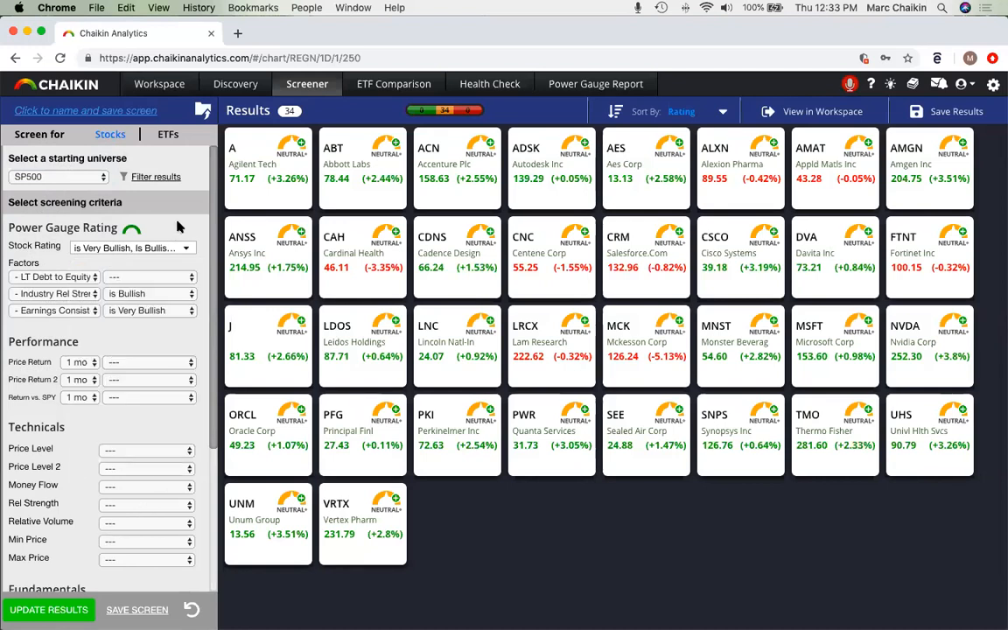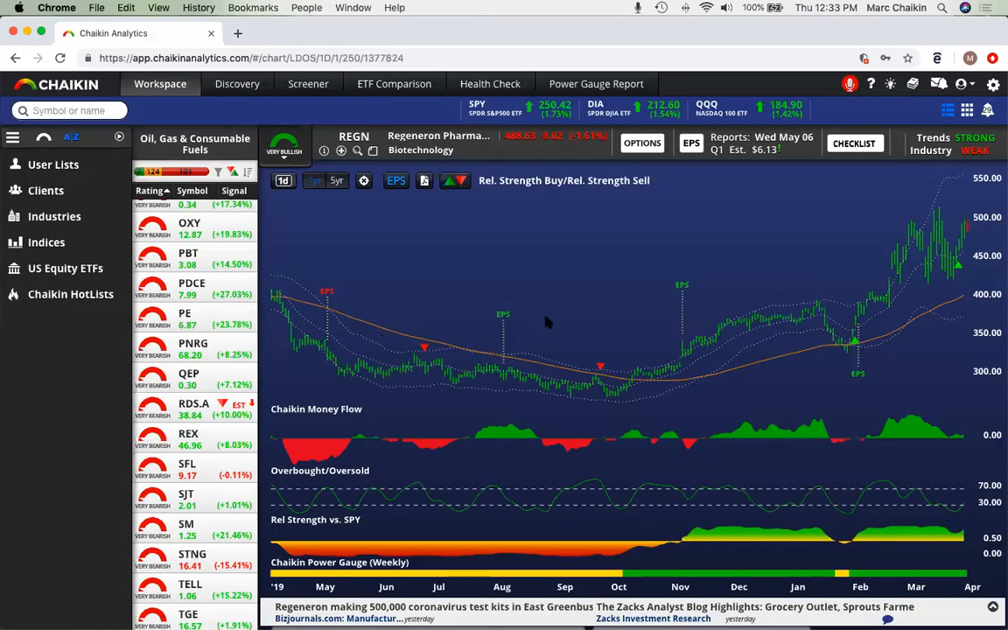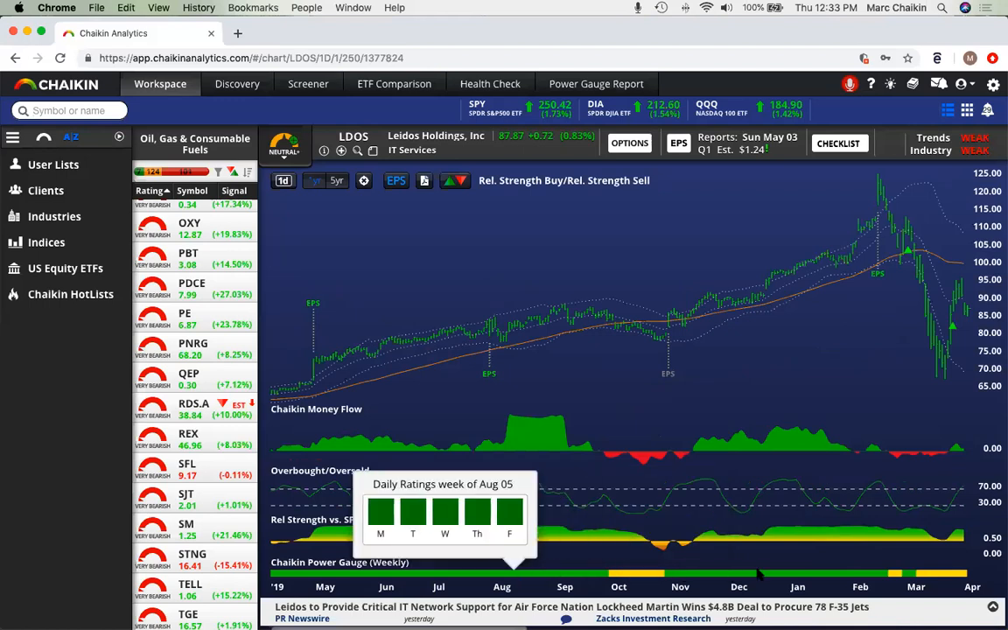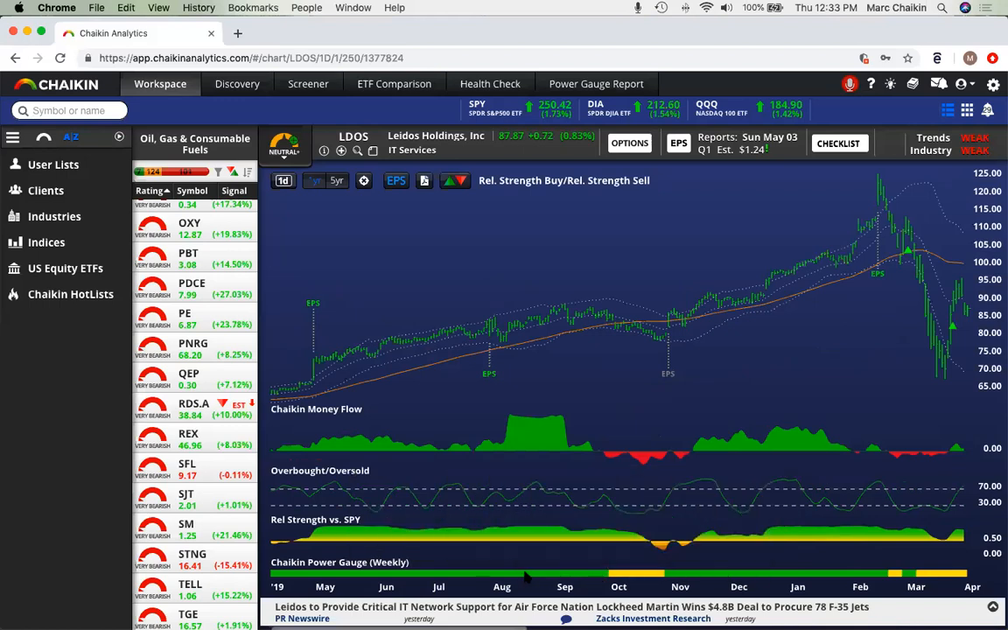So let me share with you the concept behind that. Let's use as an example, Leidos, which is an aerospace stock. Leidos had bullish fundamental potential. That's why the red-green ribbon was green. Aerospace stock, strong stock in a strong industry group.